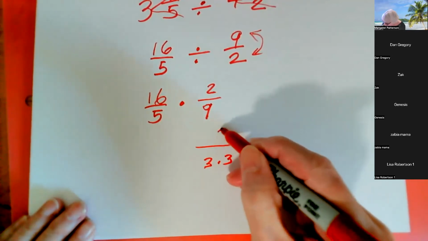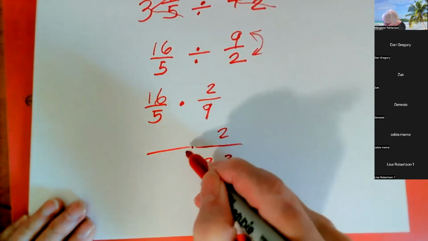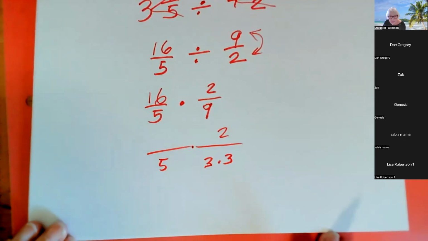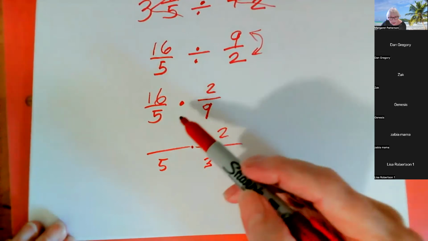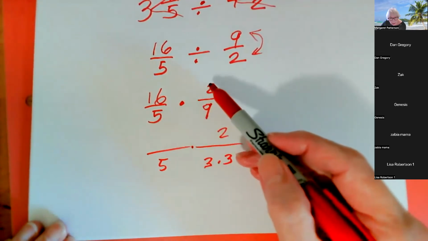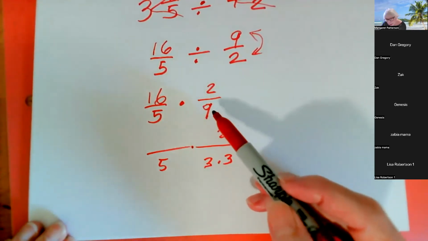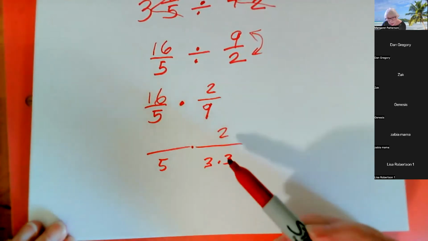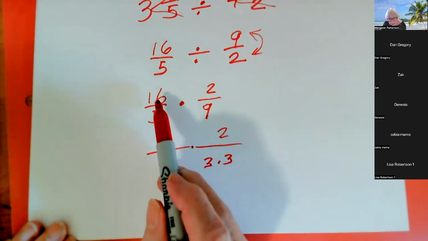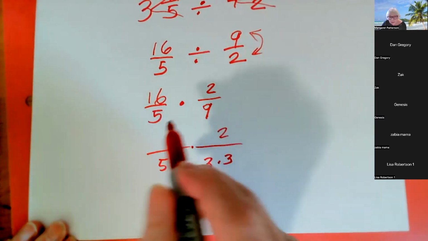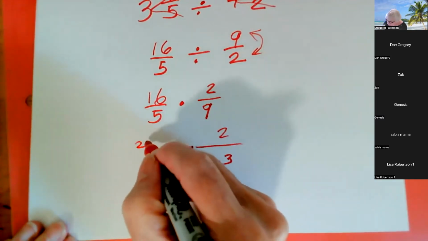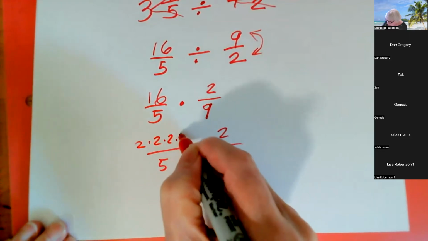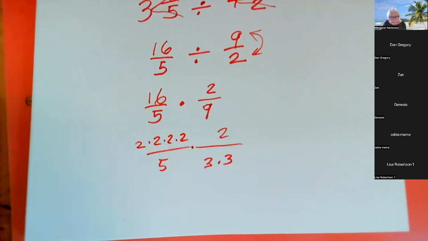Now, if you can't see it, you would break it down. But the truth is, it was pretty obvious with the 2 and the 5. And this was a good start because 9 was 3 by 3 and there's no 3s here. In fact, 16, if you divided it all out, would be a bunch of 2s.